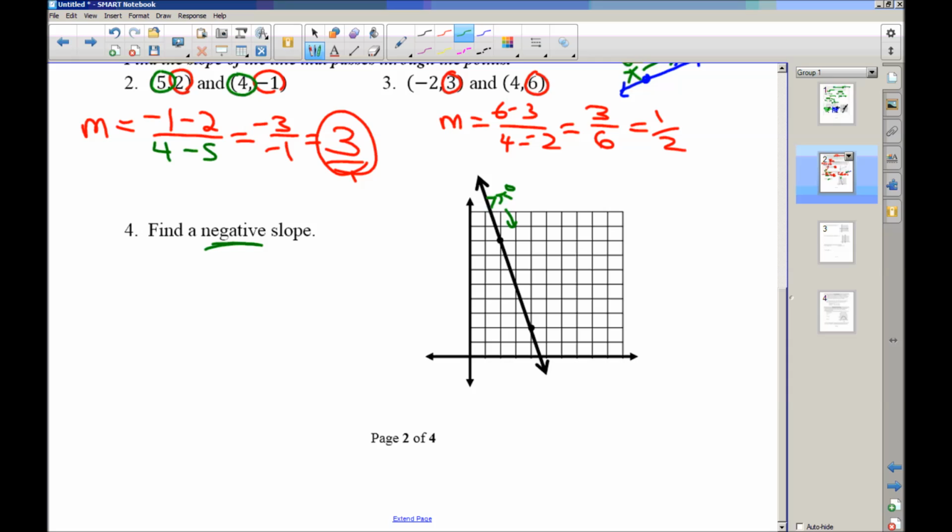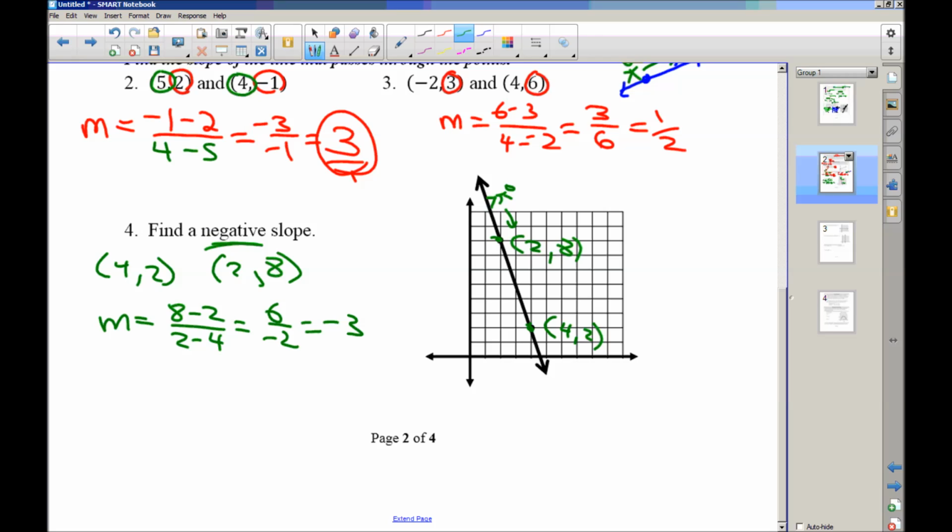All right, so the first point here is 4, 2. And the second point is up here at 2, 8. And then we do our slope here. It's the change in the y's over the change in the x's. 8 minus 2 gives me 6. 2 minus 4 is -2. So this will give me -3 for the slope.